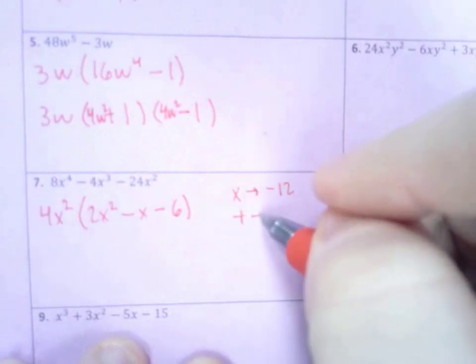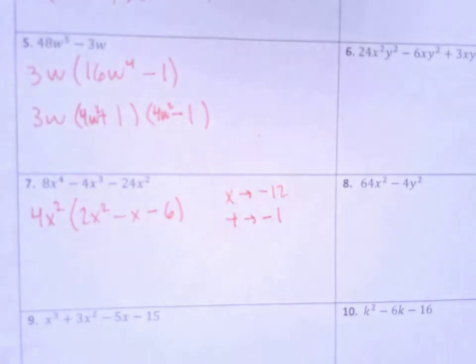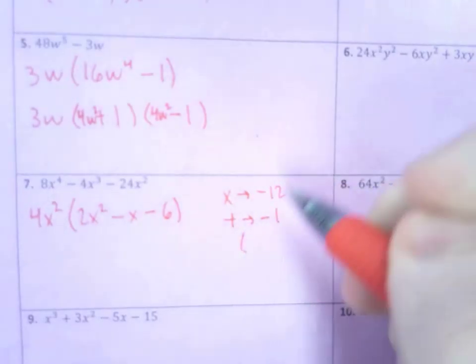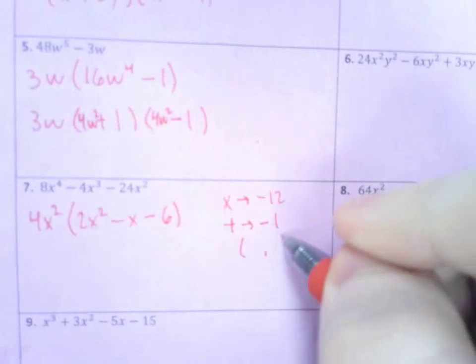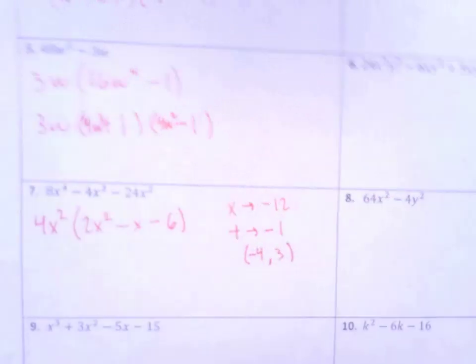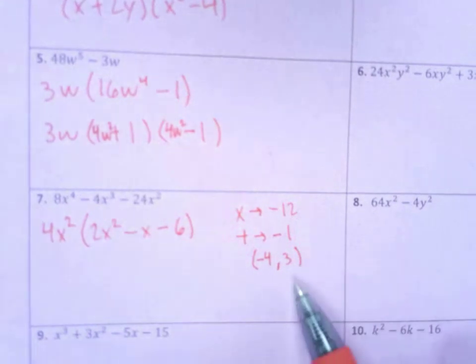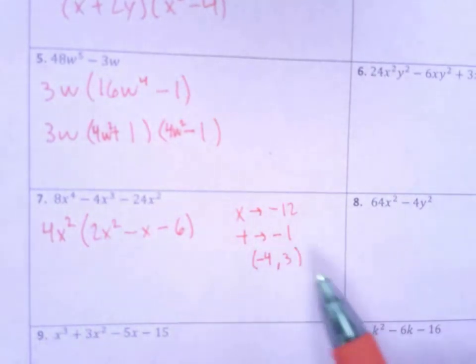And they have to add to what? Negative 1. So they have to multiply to a negative. What's that tell us about our signs? One's positive and one's negative. Good. So what numbers multiply to negative 12 add to negative 1? He says negative 4 and 3. You can try them on your calculator. Negative 4 times 3 is negative 12. Negative 4 plus 3 is negative 1. So these are our two numbers that we're going to use. So we multiplied the first and the last. We did find two numbers that multiply and add.